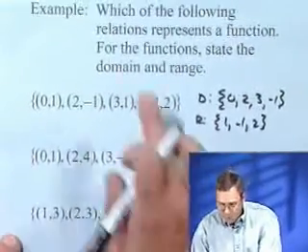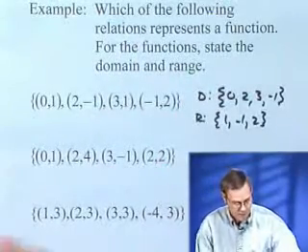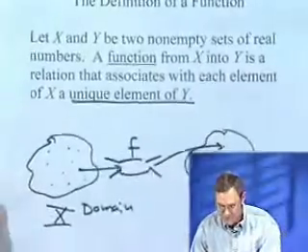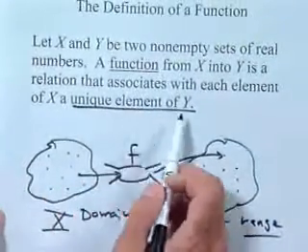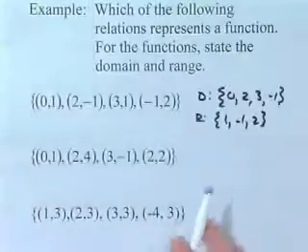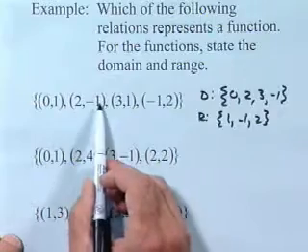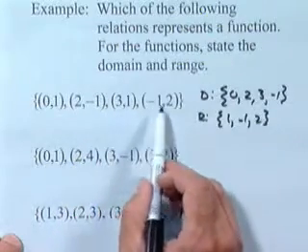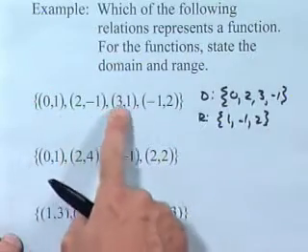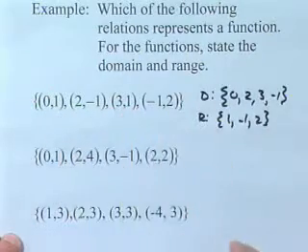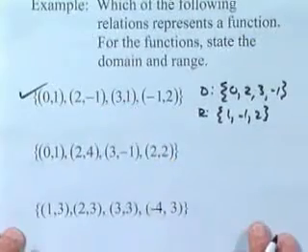Now, we're asked to determine if these are functions or not. Now remember, the thing we have to remember about a function is that for each x element, there is a unique y element. So let's see. 0 goes to 1, 2 goes to minus 1, 3 goes to 1, negative 1 goes to 2. This is a function. For every x element, okay, there's only one corresponding y element. This is a function. Okay?